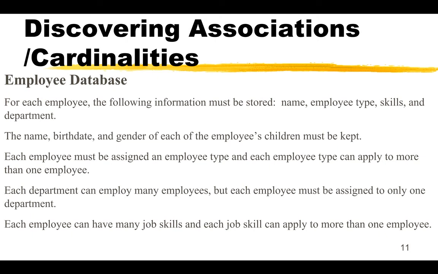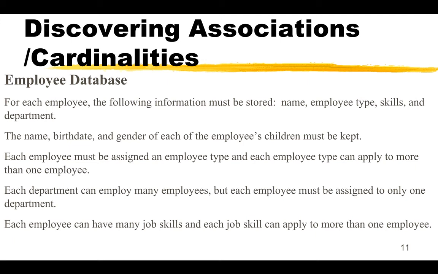Let's take a little second here to look at discovering association cardinalities by looking at this simple little employee database. If you read the first line, you can probably see already that you're going to have an employee entity. The next line indicates you're probably going to have a dependent entity. Now, when you look at those, do you think that they're going to be associated? Okay, so it must be the employee's children must be kept. So there must be dependents. So dependents must be an entity associated with employee.